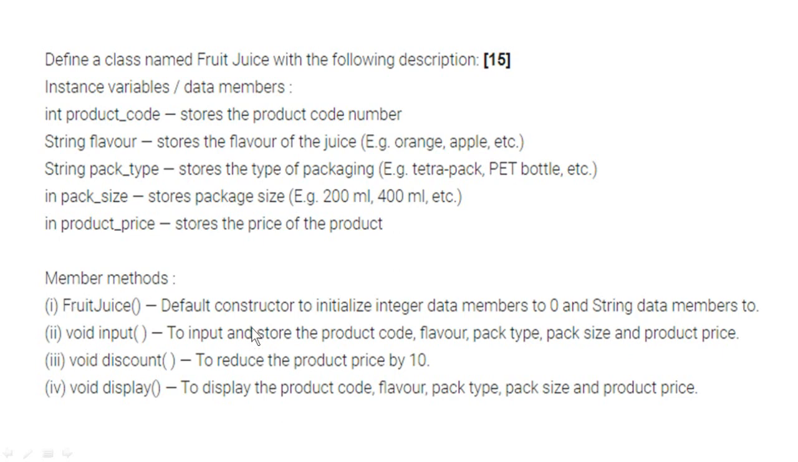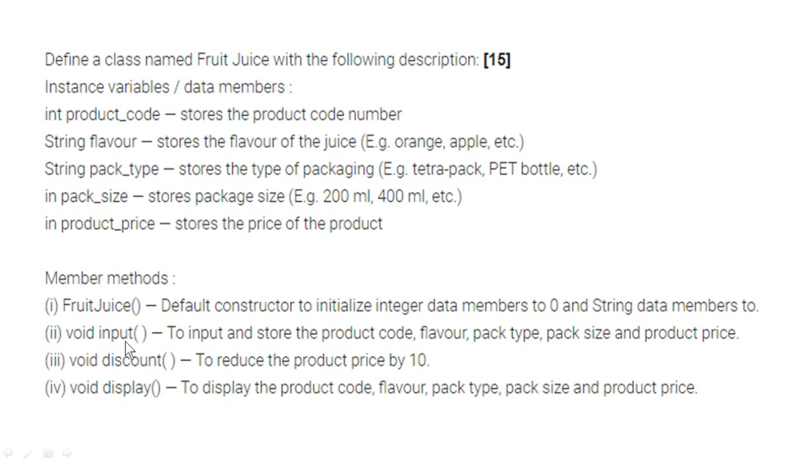Now, member methods. So what are the member methods you are going to use? Fruit juice, it's a default constructor to initialize the integer data members to 0 and string data members to double quotes, open and close double quotes, which is not specified here. So you have 1, 2, 3 integer variables which have to be initialized as 0 and 2 string variables which have to be initialized with open and close double quotes.